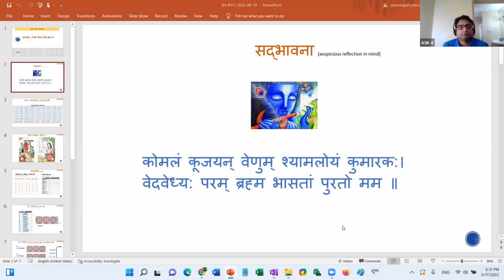Let's start. Komalam Kujayan Venum. Komalam Kujayan Venum. Shyamaloyam Kumarakaha. Shyamaloyam Kumarakaha. Veda Vedya Param Brahm. Veda Vedya Param Brahm. Bhasatam Purato Mama. Bhasatam Purato Mama.